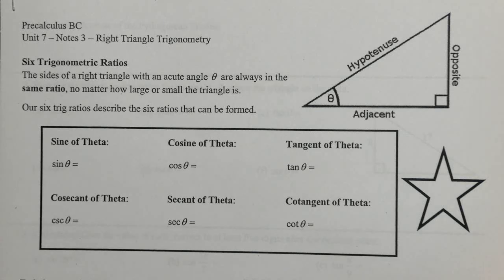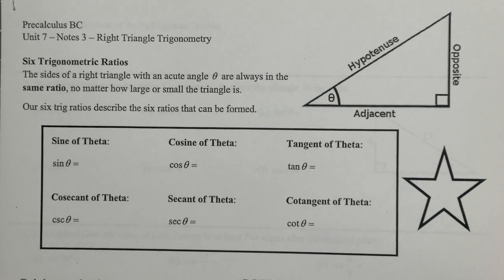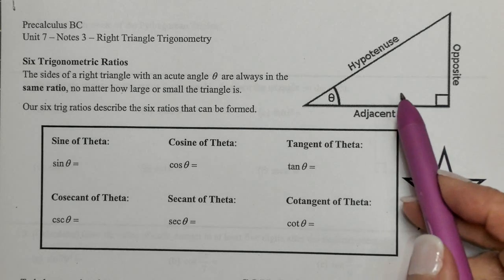Today we're going to be talking about right triangle trigonometry. We have 6 trig ratios, and it's important to know how they are formed, where they come from. Let's examine this right triangle.